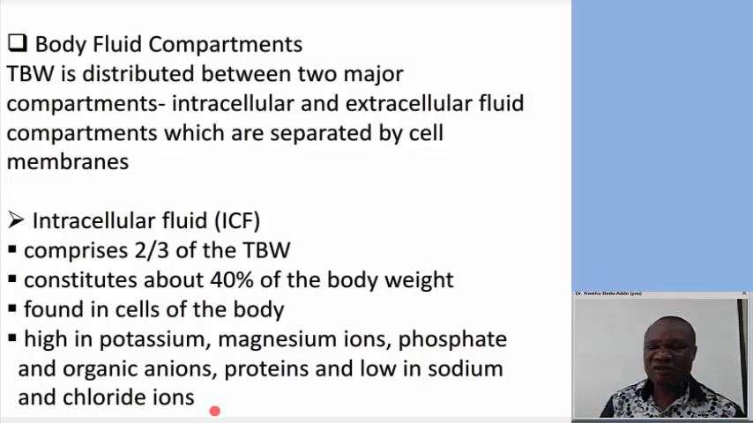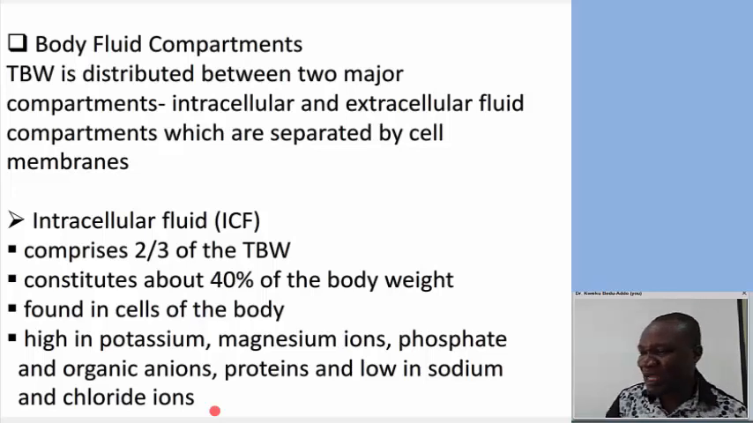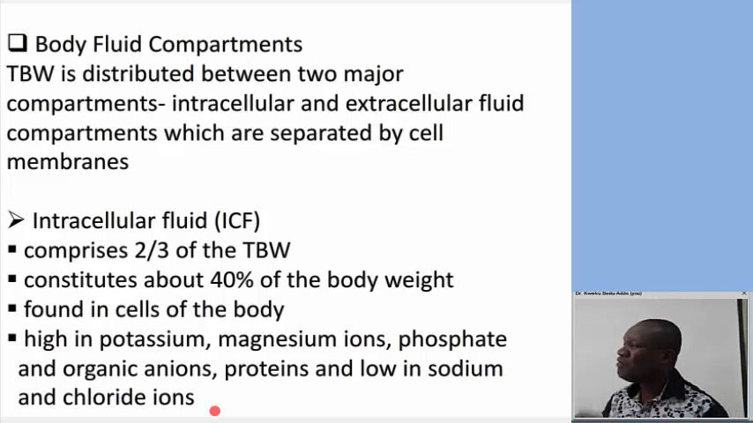Now, this comprises 2/3 of the total body water. So we said the total body water is a percentage of the body weight that is made up of water. Out of this percentage, 2/3 is intracellular fluid. So let's say we have an adult whose total body water is 60% of the total body weight. 2/3 of 60% will be 40% of the body weight. So 40% of the body weight will be intracellular fluid.